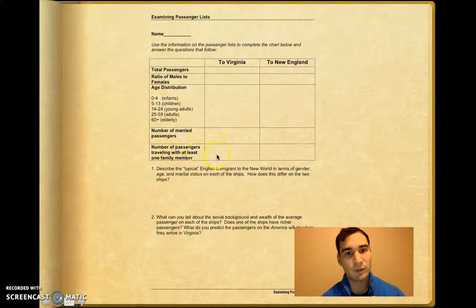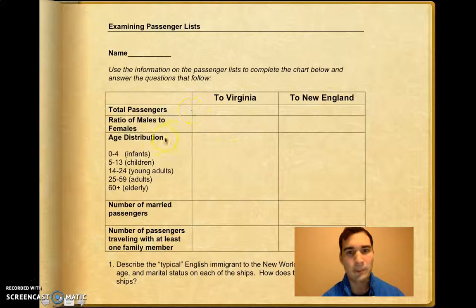Number of passengers traveling with at least 1 family member. I'll count any person with the same last name. So just count up the number of people with the same last name. So let's move on to the questions below. So this is what it will look like.